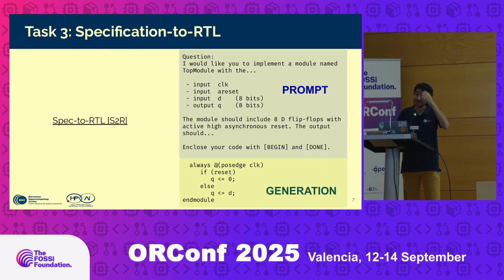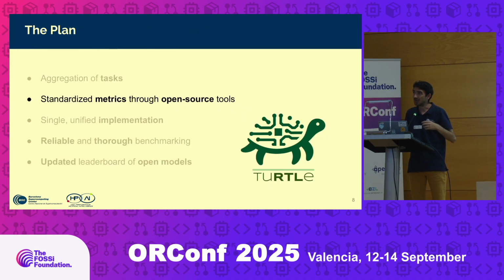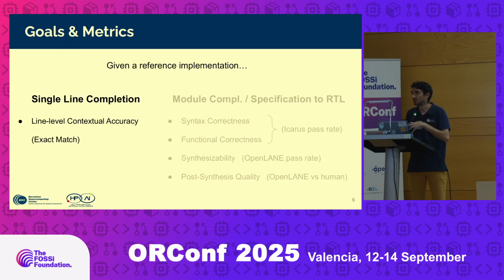And finally, we have specification to RTL, which is similar to module completion, but instead you have a natural language description, which is something easier for humans to produce, and so it's something that we would like the models to be able to do. So we have these 3 tasks. We defined standard metrics for how to measure the performance of different models on them. For single line completion, it's pretty easy. You just do an exact match on the line, and you can compute an accuracy based on that.